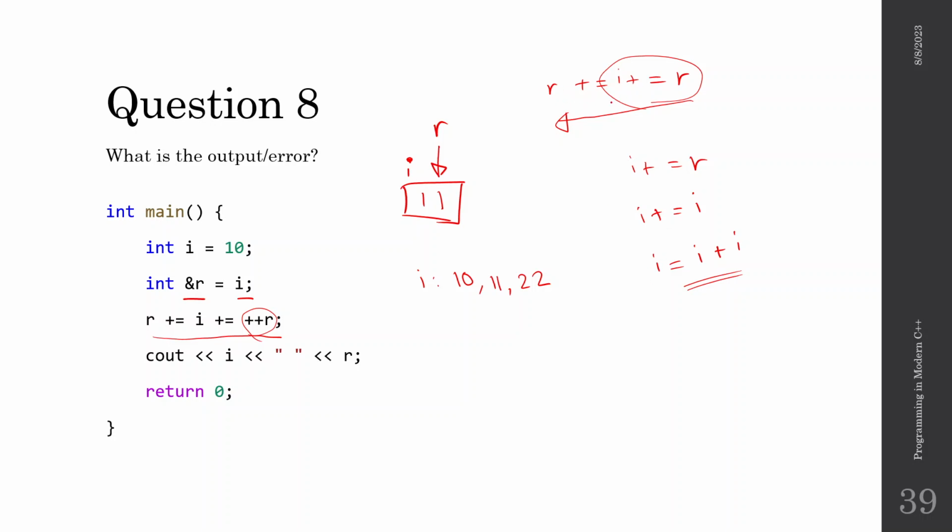Now we can further simplify this original line. It will be R plus equal to I. Now R is also basically I only, so it will again double the value, so it will go from 22 to 44. Then when we print it, we will get 44, 44, because R and I are the same thing. So the answer is 44, 44.